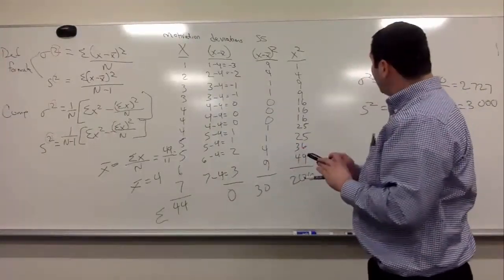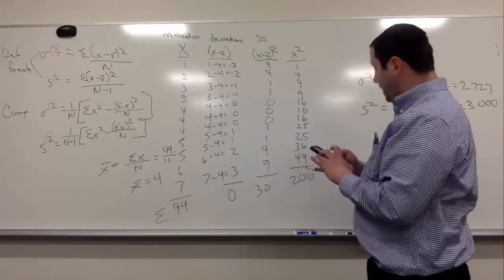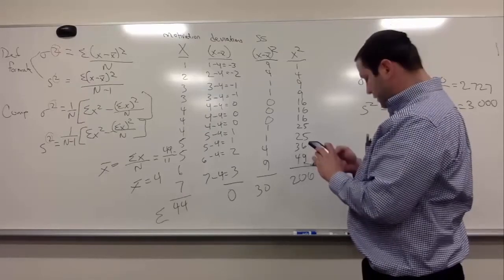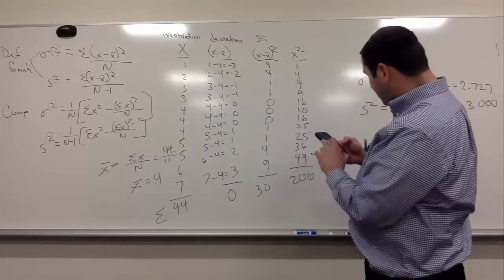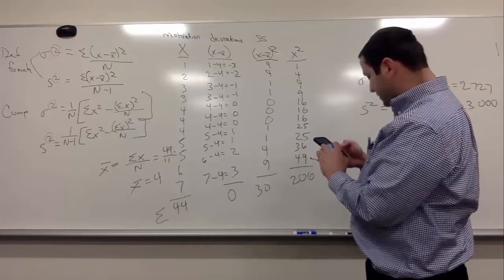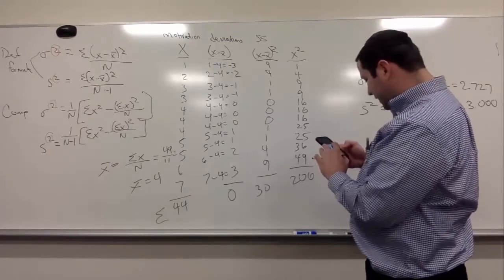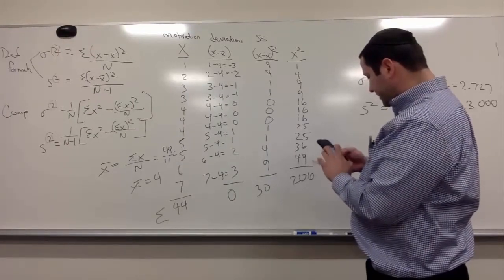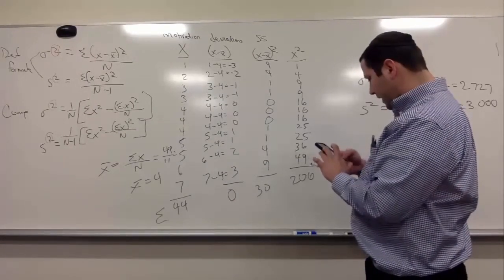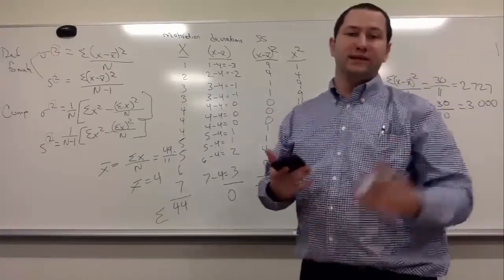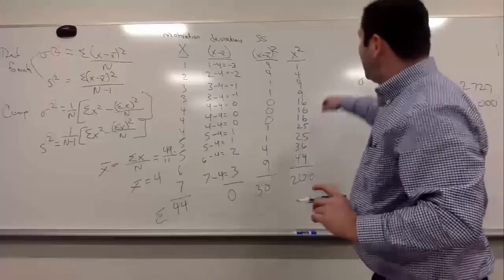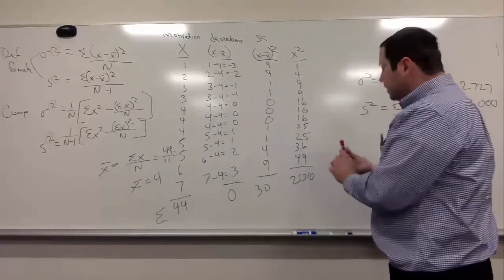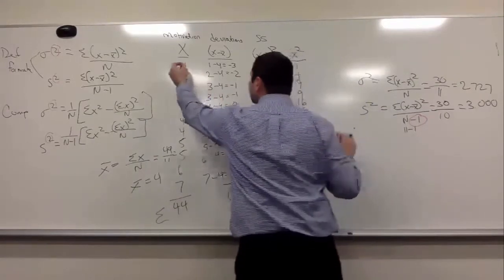So 1 plus 4 plus 9 plus 9 plus 16 plus 16 plus 16 plus 25 plus 25 plus 36 plus 49 equals 206. I got it twice, so I know that's correct. Now, how did I get these numbers? I took the x column and squared it.